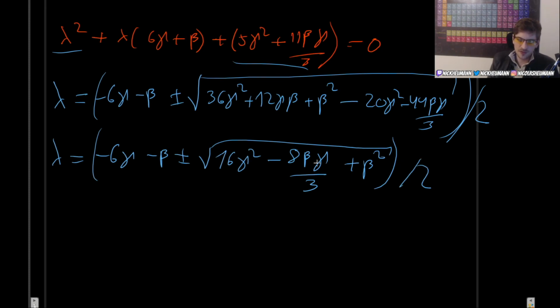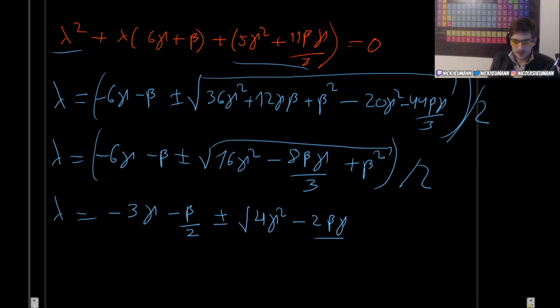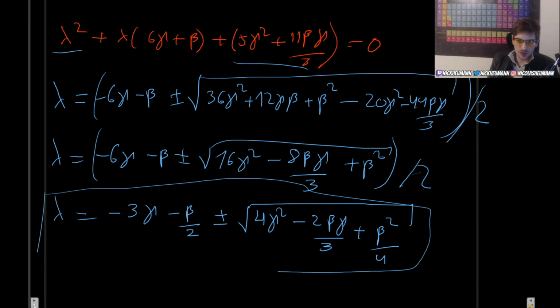We can now factor out 4 from inside the square root so that we can then simplify with this 2. So we get minus 3 gamma, simplifying with this, minus beta divided by 2, plus or minus square root of 4 gamma squared minus 2 beta gamma over 3 plus beta squared over 4. But we factorized 4 from inside the square root, which took a 2 outside, which canceled out this 2. So these are now 2 solutions, right? So we might as well call them like 5 and 6.